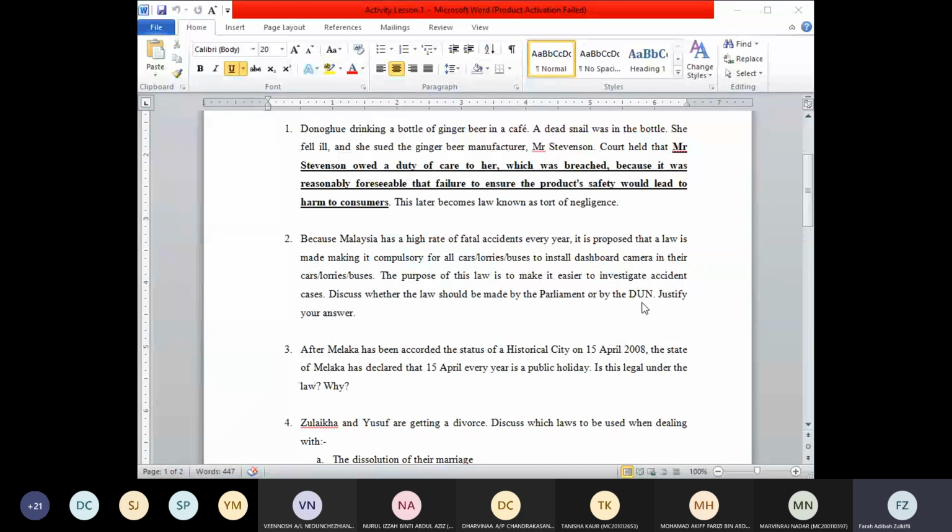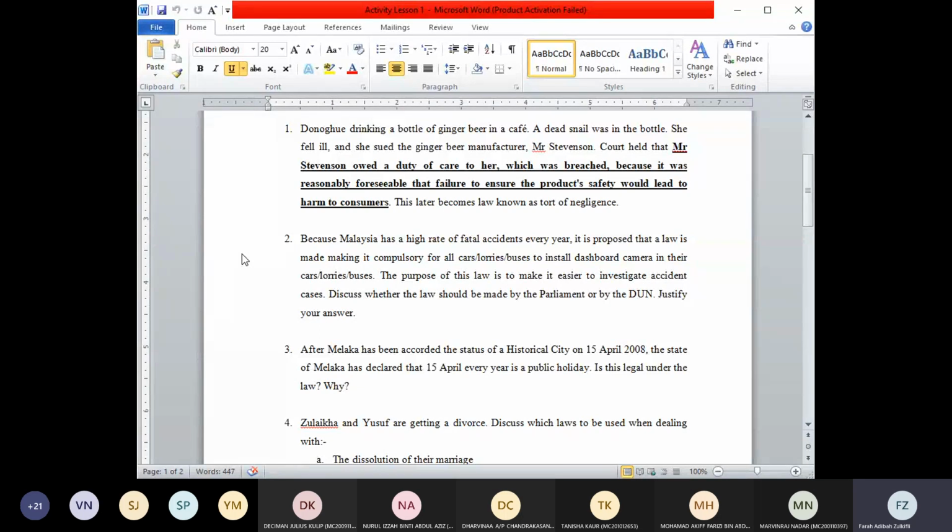For our group, we chose parliament because the Dewan Undangan Negeri, by its name itself, is considered to be implemented just in the state, and we want to implement it in the whole nation. Yes, that is also correct, because when you create it under an act, it will be applicable throughout Malaysia. But if you made it just under the Dewan Undangan Negeri, it can only be applicable in that state. Okay, so that is question 2.